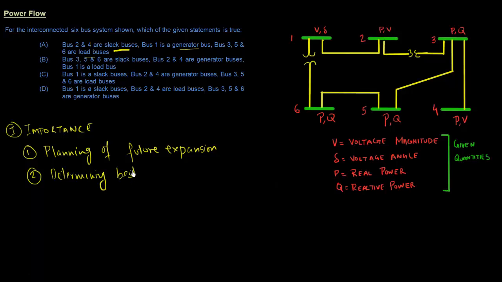Also, what it does is it helps us in determining what's the best or optimum operation for the existing power system. So for example, it allows us to see if there's a generation connected here and a generation connected here, whether we should feed the loads from this transmission line, whether we should go through these transmission lines.